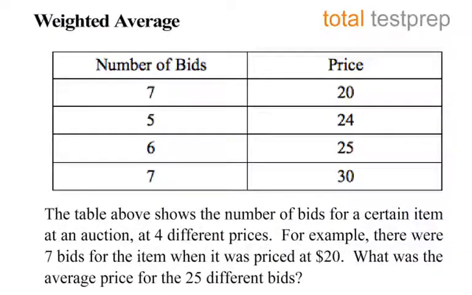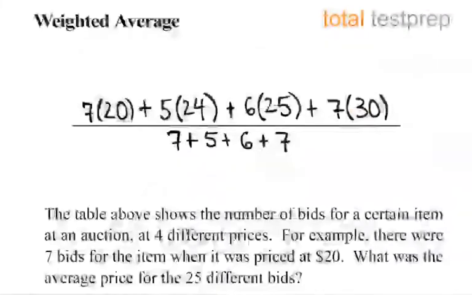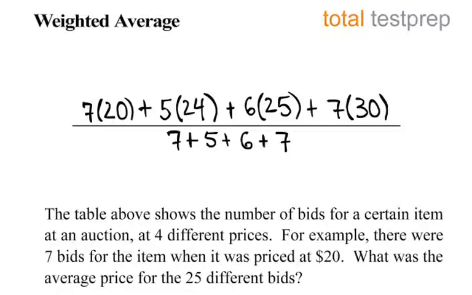Let's take a look at this question. The table above shows the number of bids for a certain item at an auction at 4 different prices. For example, there were 7 bids for the item when it was priced at $20, 5 bids when it was priced at $24, and so on. What was the average price for the 25 different bids? You have to set up this equation because you have to find the total bid prices divided by the total number of bids.